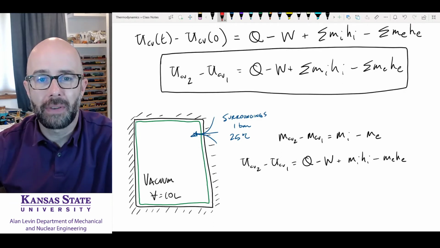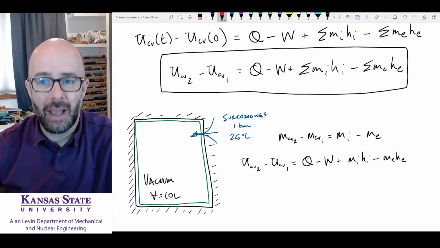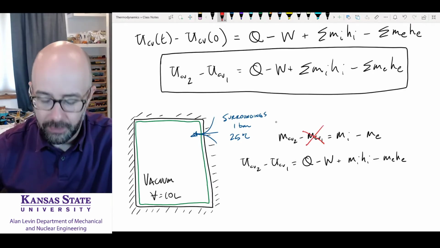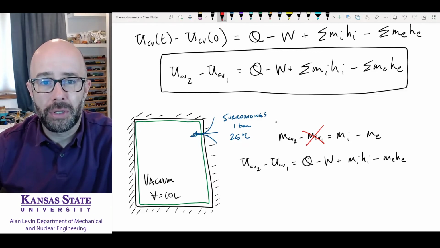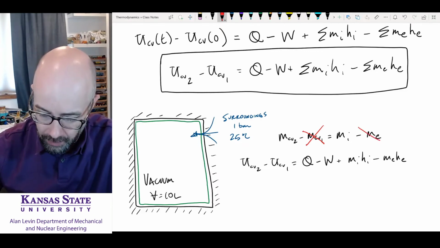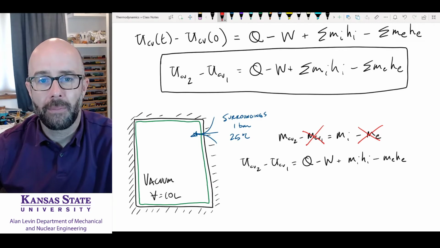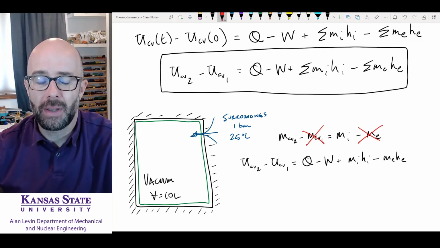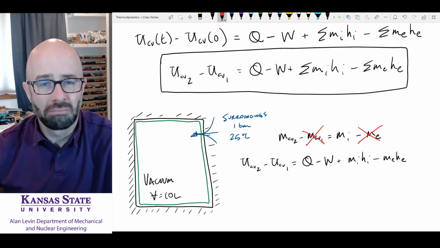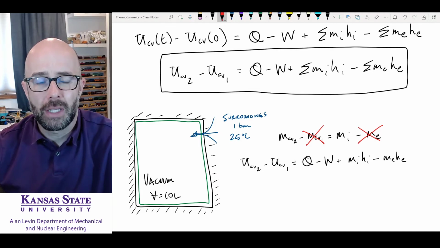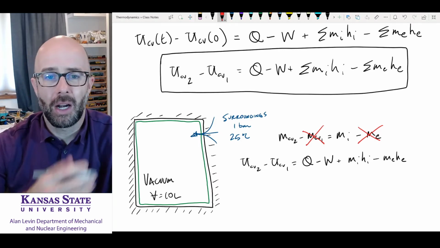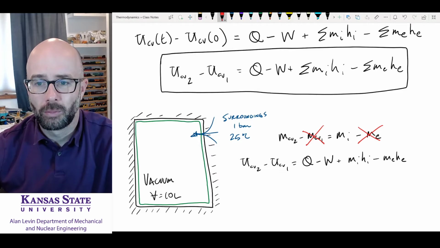Well, what can we simplify in this equation? We know that there is no mass in the control volume at state 1. It was a vacuum. So this goes away. We also know there's no mass exiting. So this goes away. All right? So this says the mass of the control volume at state 2 is equal to the mass coming in. That makes sense. Makes total sense because there's nothing in there before. We're just sucking air in. That's what's going to happen.